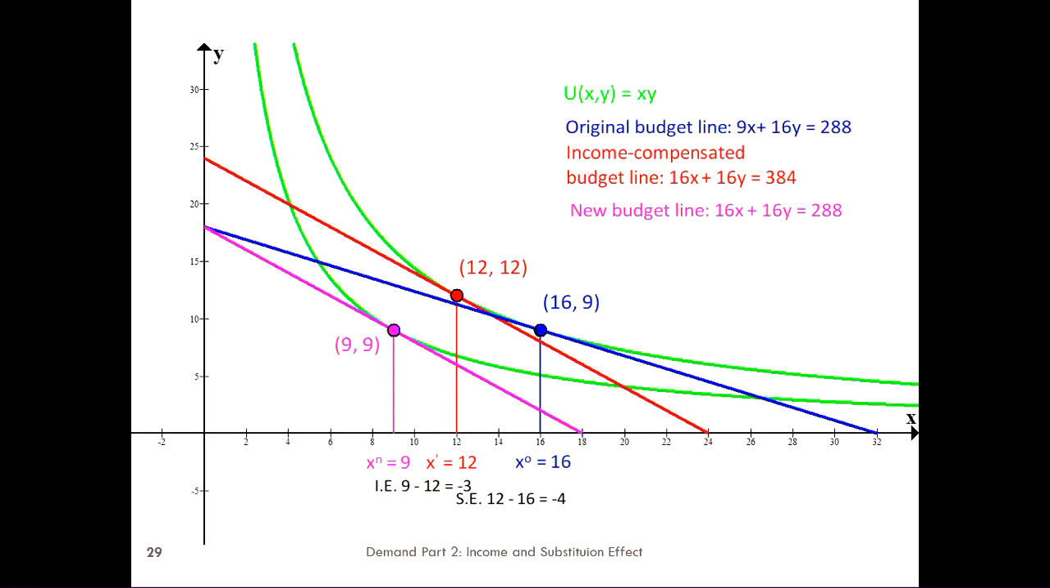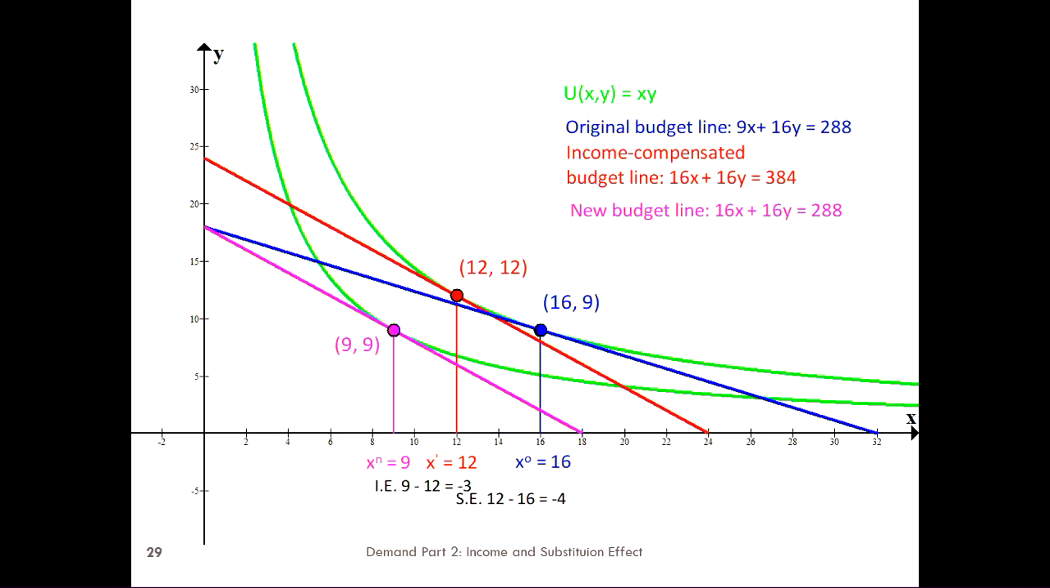All right, here's the diagram. Here's the idea. The original bundle was at 16, 9. That is, given the original price of X was 9, we had our original budget line 9X plus 16Y equals 288. That's the blue budget line. We increased the price of X to 16, so our new budget line is 16X plus 16Y equals 288. That's the pink budget line. And now we choose the bundle 9, 9.